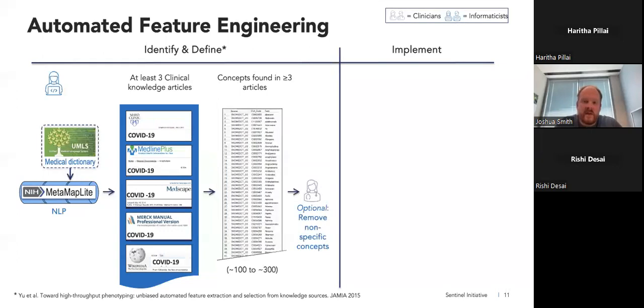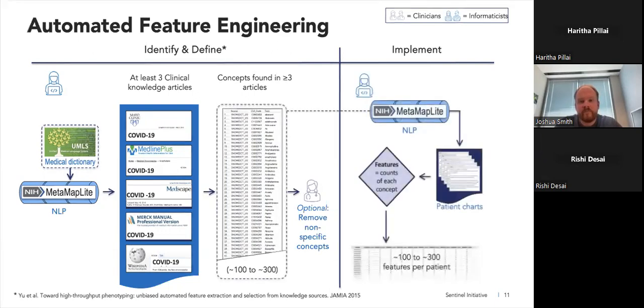You can then use a clinical expert, if this is not a required step, but recommended, to remove any non-specific concepts. So concepts that show up in all the articles, but that are really not related to disease. What this gives you is what we call a data dictionary. These are the features that you can use to predict the outcome that you're interested in.